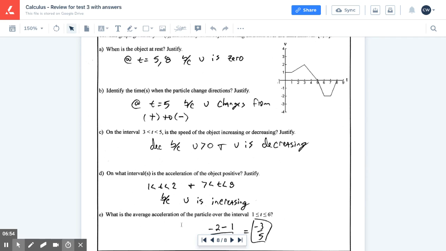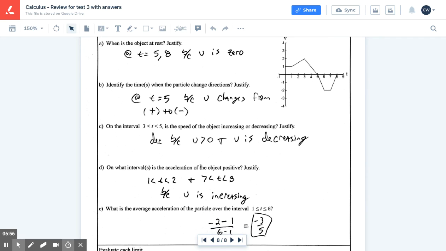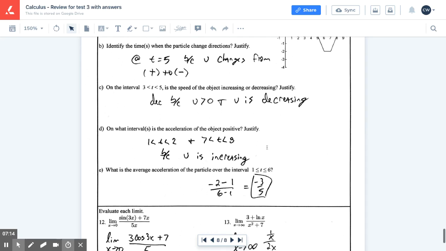D, on what intervals is the acceleration of the object positive? Acceleration is positive when velocity is increasing. So velocity is increasing between 1 and 3. It's also increasing between 7 and 8. Whoops, I wrote that down wrong. That right there should be 3. So 1 to 3, 7 to 8 because velocity is increasing. So make that correction for me.